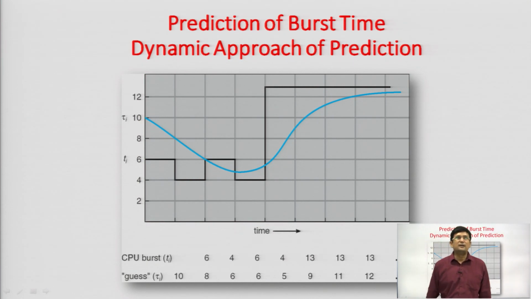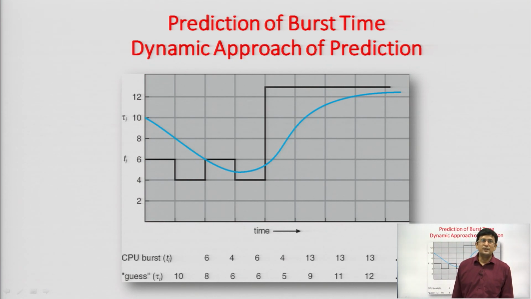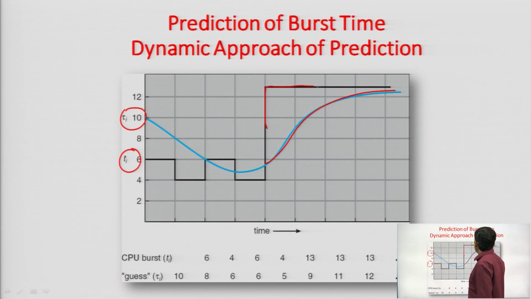Fine. So, this is the diagram that will explain how this prediction is behaving. This is the tau i and this is the T i. Initially there is a gap between T i and tau i, but as time progresses we find that the predicted and the actual burst time match, or they get parallelized. So, with the experiments the actual and the predicted burst times are getting closer.